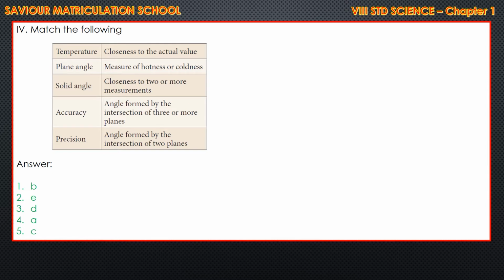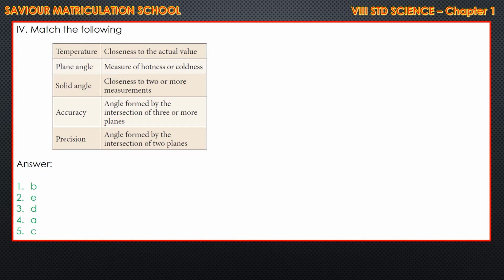Or else you put A, B, C, D here. So in the first column we are writing what? Temperature 1, plane angle 2, solid angle 3, accuracy 4, and the last one is precision, that is 5. The answers we have to mark on this side by writing A, B, C, D. Closeness is A, measure is B, the third one is C, like that you have to mark.